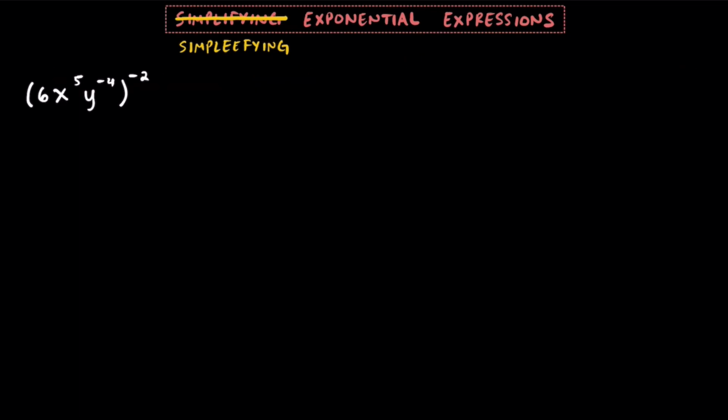Here's a third example. We have the quantity of 6 times x to the 5th power times y to the negative 4th power, all raised to the negative 2nd power. So again, this 6 is raised to the 1st power. If you don't see an exponent, just give it a 1. And this negative 2 is going to be applied to all three of these bases. So it's going to go to the 6 to the positive 1, x to the positive 5th, and this y to the negative 4th power.